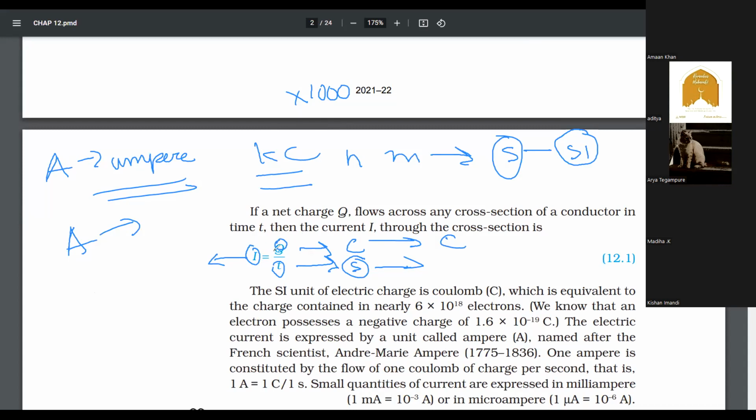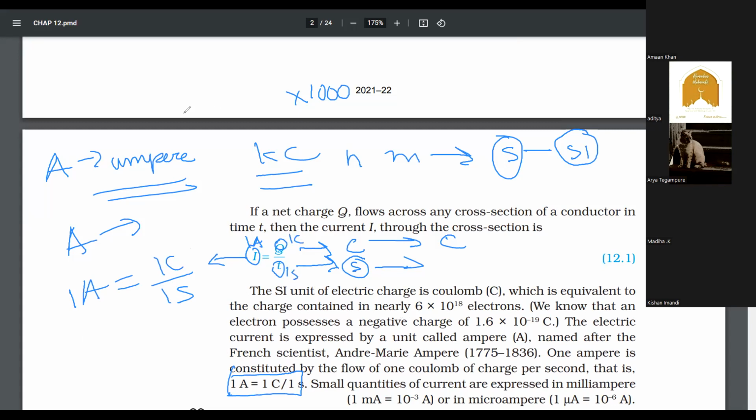Since current is equal to 1 coulomb per 1 second, 1 ampere is equal to 1 coulomb per 1 second. That's the definition of ampere as given here. If we put the SI units of each quantity in I is equal to Q by T, we know I is A, so 1A is equal to 1C by 1S.